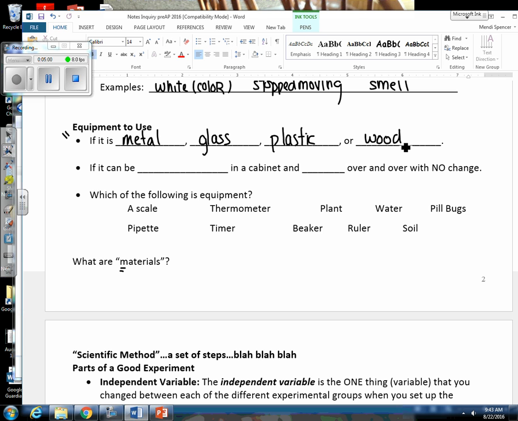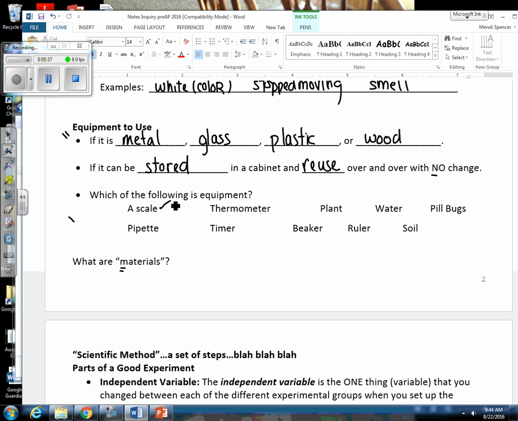Another good criterion to use when trying to determine if something is equipment is to think about, is this normally stored in a cabinet for a long period of time? Can we get it out? Can we use it? So can we reuse it over and over and over again with no change to it? Then it's going to be considered equipment. Let's analyze some of these examples here to determine whether they would be considered equipment. A scale. I store a scale in my cabinet. I get it out, I use it, I can put it back, I can get it out, and I can reuse it. So it would be considered equipment.